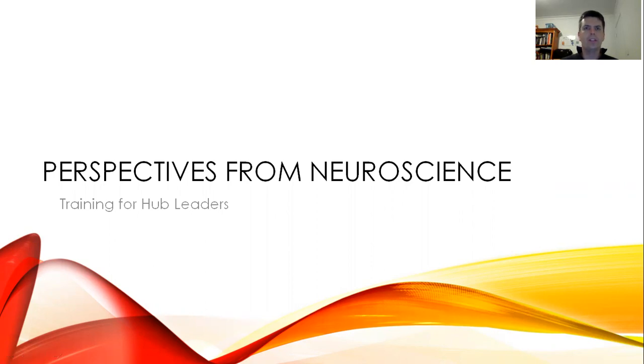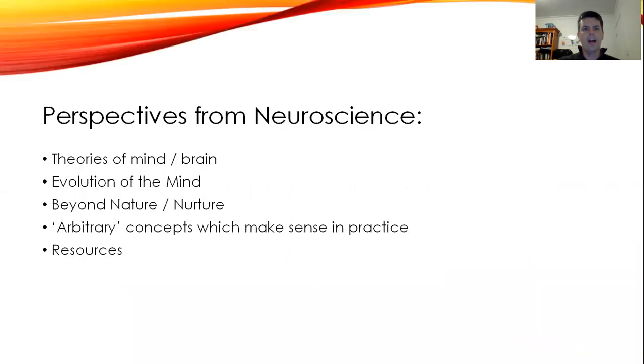In this video, we're going to look at some perspectives from neuroscience in relation to child development. We're going to start by looking at some theories of the brain again in slightly more detail than we did in the earlier video, and then briefly look at an evolutionary perspective on the development of the brain. We're going to look beyond the basic concept of nature and nurture into some modern developmental perspectives on the brain and how the brain works.